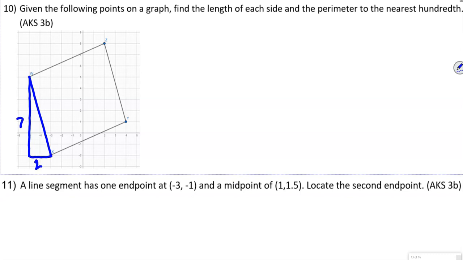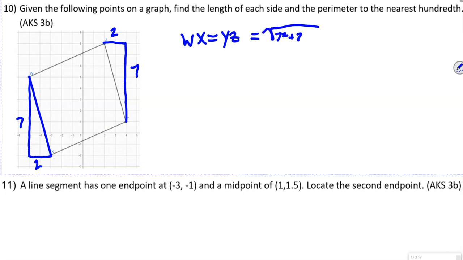I'm going to do this opposite side over here too, because it looks to me like it's probably congruent. 7 again, yep, and 2, okay. So when I'm looking for WX, it's going to be equal to YZ, because they have the same side lengths for this right triangle. So remember, we're going to do this with Pythagorean's theorem. So we're going to do 7 squared plus 2 squared. That's going to be equal to 49 plus 4. So that's going to be the square root of 53. Okay, now know we're going to have 2 of those when we try to find the perimeter.